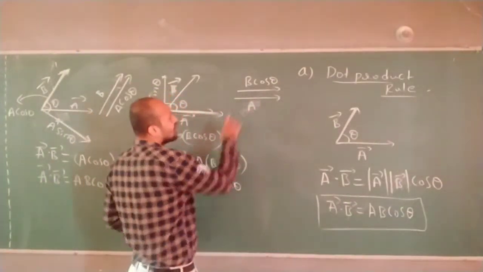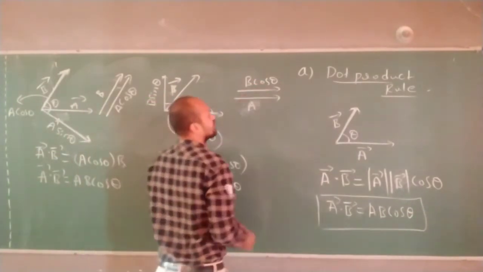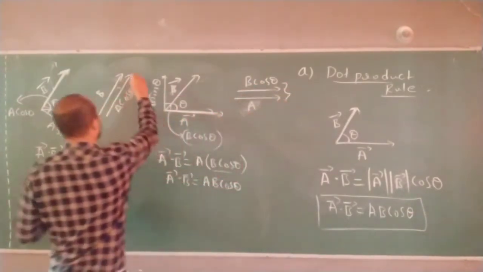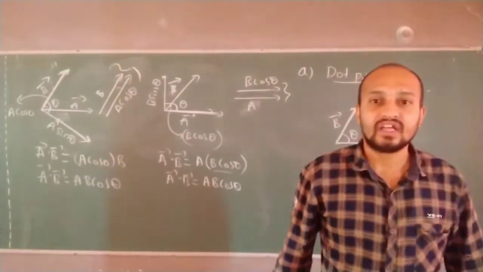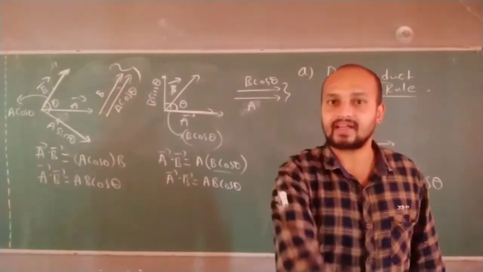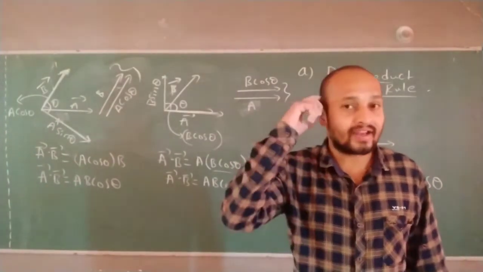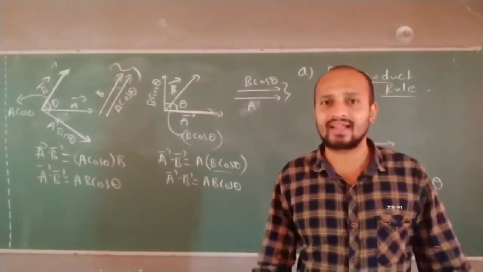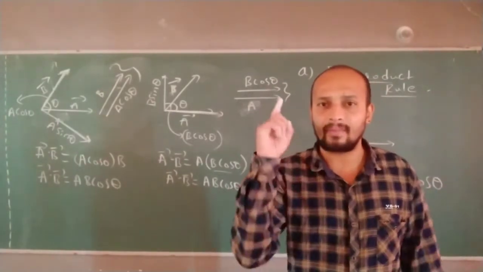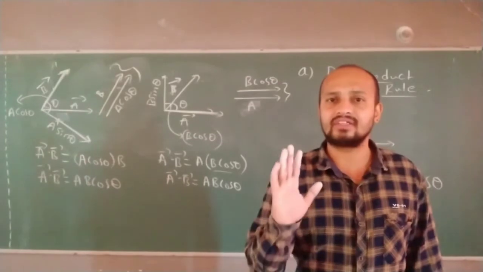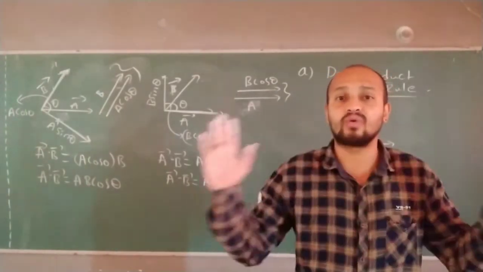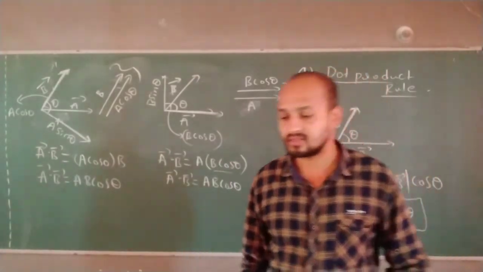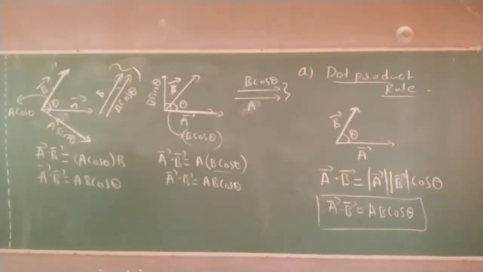Correct? In these two cases, when you are applying the dot product rule, what are you multiplying? You can understand that you are always multiplying two parallel vectors. So whatever the angle may be, it doesn't matter. If I am applying the dot product, I just make sure that I multiply two parallel vectors. Are you understanding this? This is the point I want you guys to remember. Correct?